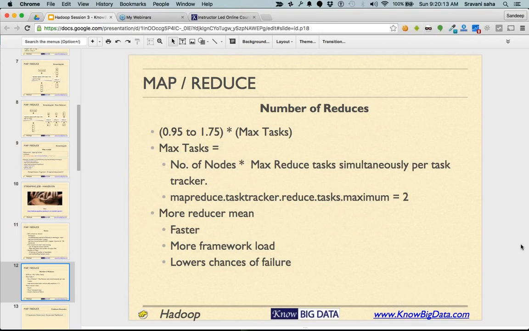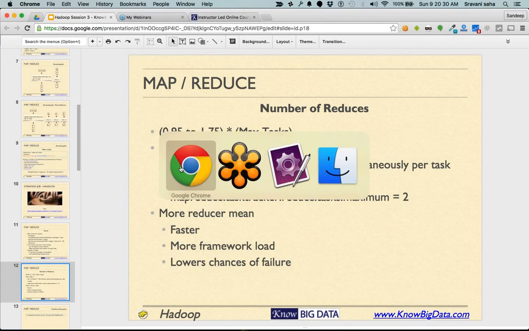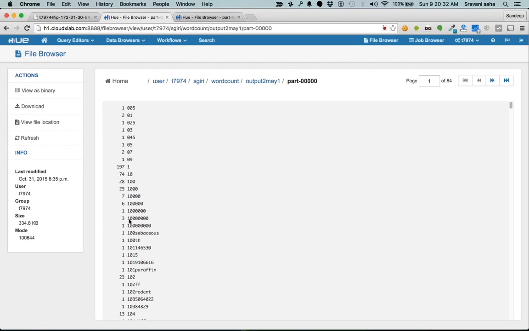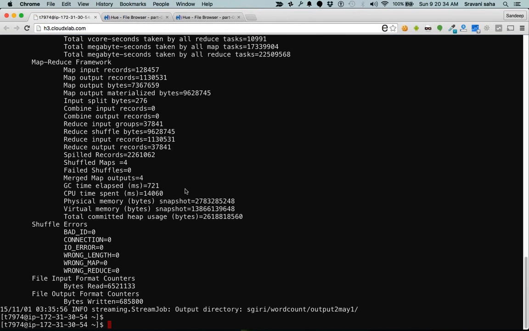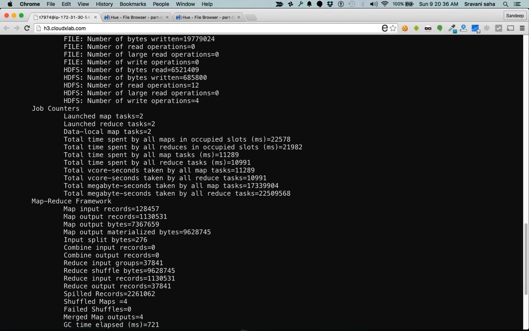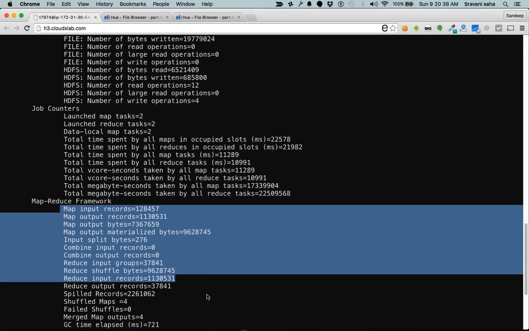So to decide which number should be good for reducers, you need to observe whether your reducer is faster or slower. Is it taking more time? Is the time consumed in transfer of the data more, or is the time taken by actual execution more? You can see this time using here.